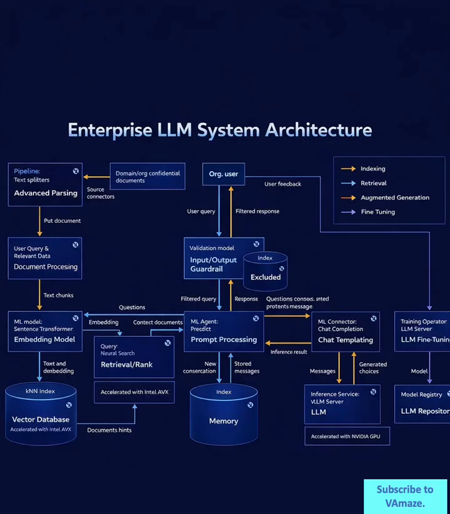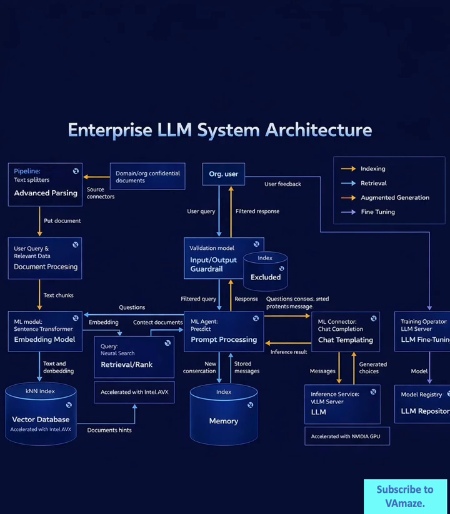Four color-coded data flows connect everything. Orange arrows show indexing, how documents become searchable vectors. Purple arrows trace retrieval, how queries find relevant context. Yellow arrows indicate augmented generation, how retrieved context enhances LLM outputs. And blue arrows represent fine-tuning, how the system learns from your data.